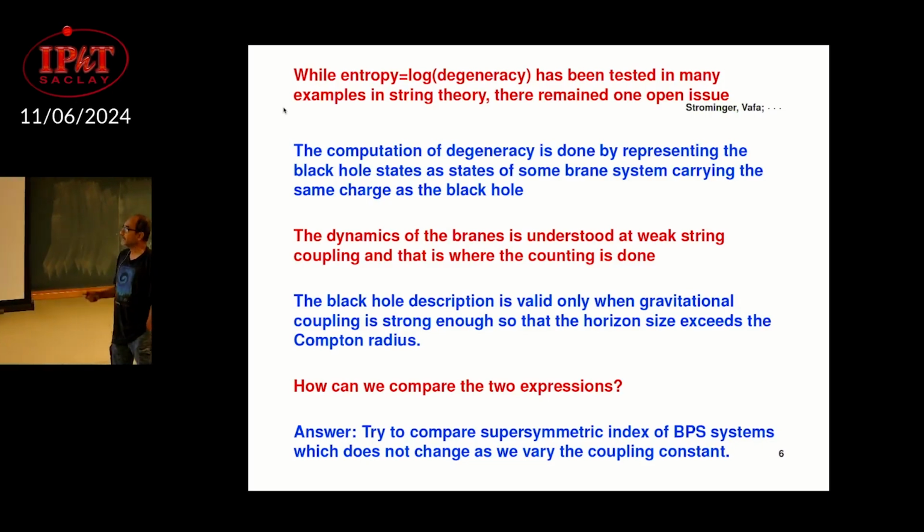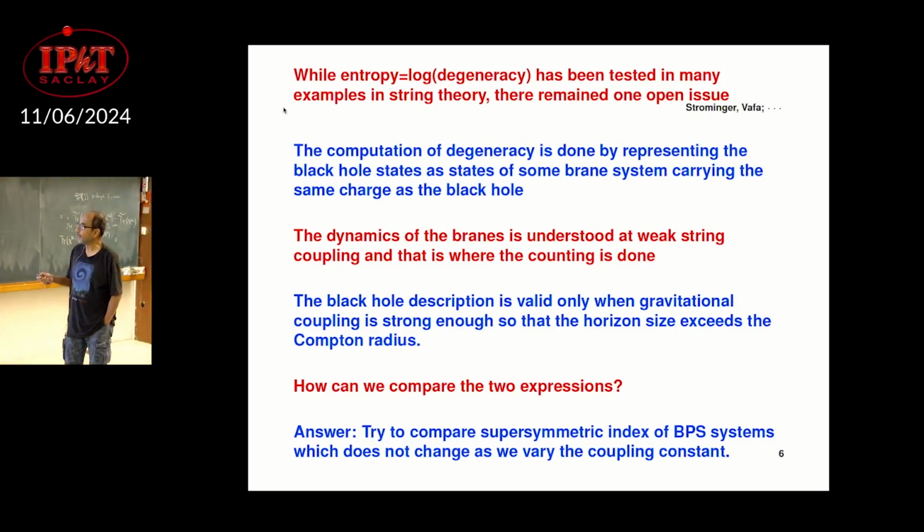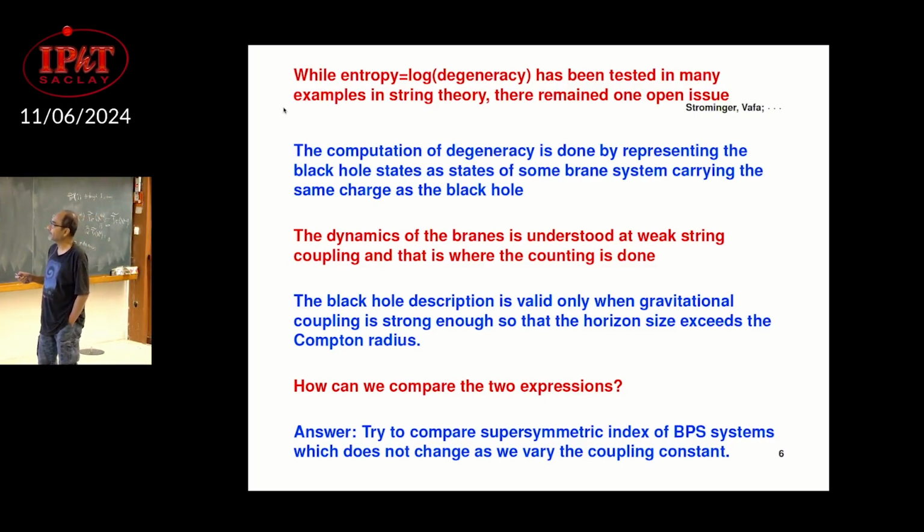Okay, so this formula that I mentioned, entropy is log of degeneracy. This indeed has been tested in many examples in string theory. However, there remains one open issue, and that is the following: when you compute the microscopic degeneracy, this is done by representing the black hole states as states of some brane system carrying the same charge as a black hole. That's how you identify the particular system whose entropy should be compared with the corresponding black hole entropy.